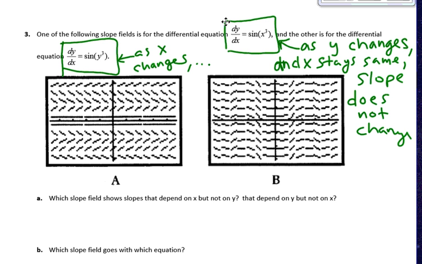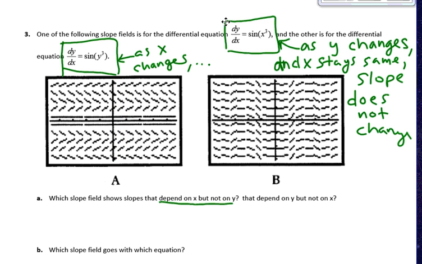Okay, so what you're looking for is what I tend to do. If I'm looking at the x, it rephrases it down here in part A. We're looking for a graph that depends on x and not y. So as y changes, we're looking for a slope staying the same. So y changes vertically. So if I look up and down and the slope stayed the same, then you know that it's dependent only on x. So looking at A, if I look up and down, those slopes are changing all over the place. So that is definitely not dependent on just x.